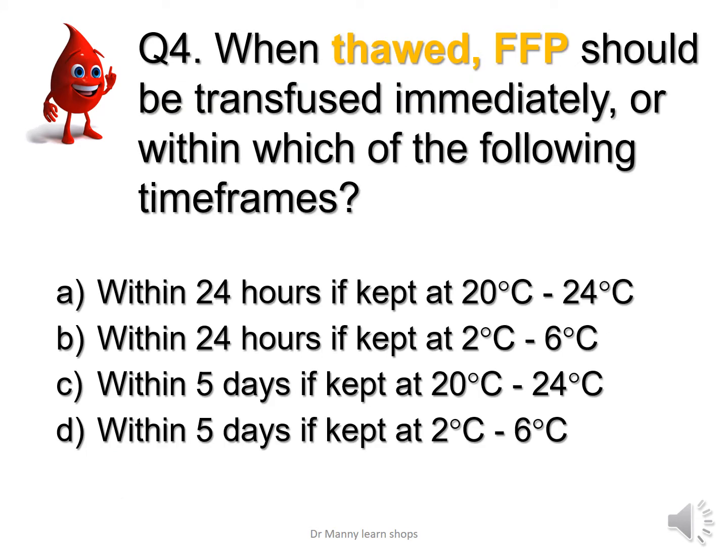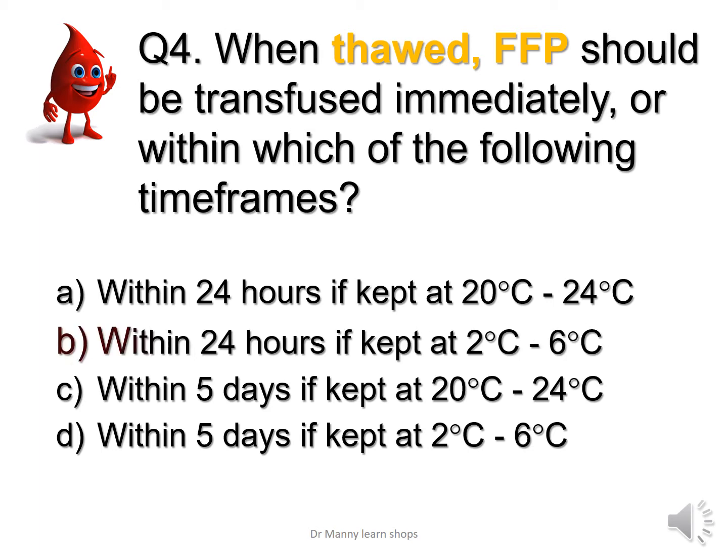Question 4. When thawed, fresh frozen plasma should be transfused immediately or within which of the following time frames? A, within 24 hours, 20 to 24 degrees centigrade. B, 24 hours if kept at 2 to 6 degrees centigrade. C, within 5 days if kept at 20 to 24 degrees centigrade. D, within 5 days if kept between 2 and 6 degrees centigrade. The correct answer is B.